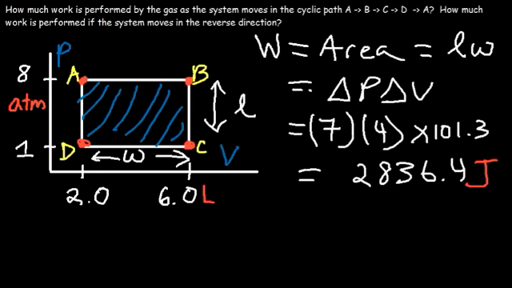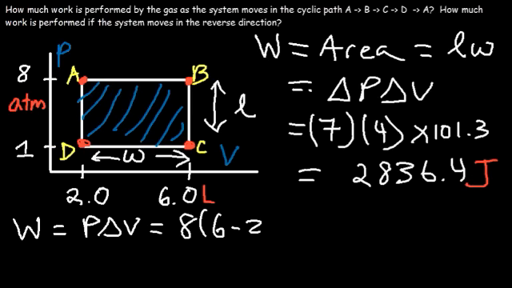So that's an isobaric process. So we can use the equation work is equal to P delta V. And anytime you go to the right, the work done is positive. So the pressure is 8, the final volume is 6 minus 2. So that's 8 times 4, which is 32, times 101.3. So the work done from A to B is positive 3,241.6.